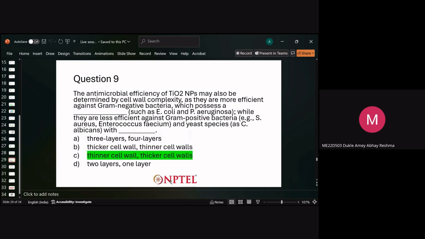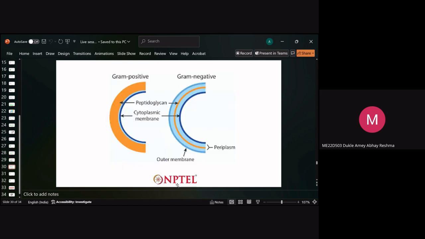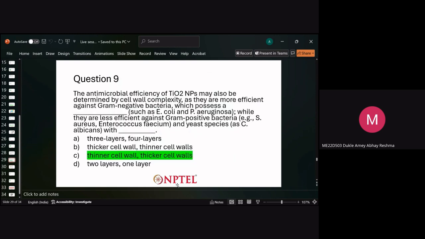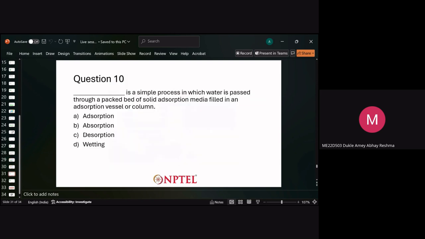So here you can see the gram-positive bacteria, the cell wall is quite big, whereas in the gram-negative bacteria you have two cell walls, an outer cell wall and an inner cell wall, but the cell wall is quite small. So the gram-negative cell wall is a thinner cell wall, and the gram-positive bacteria has a thicker cell wall. Moving to the last question.